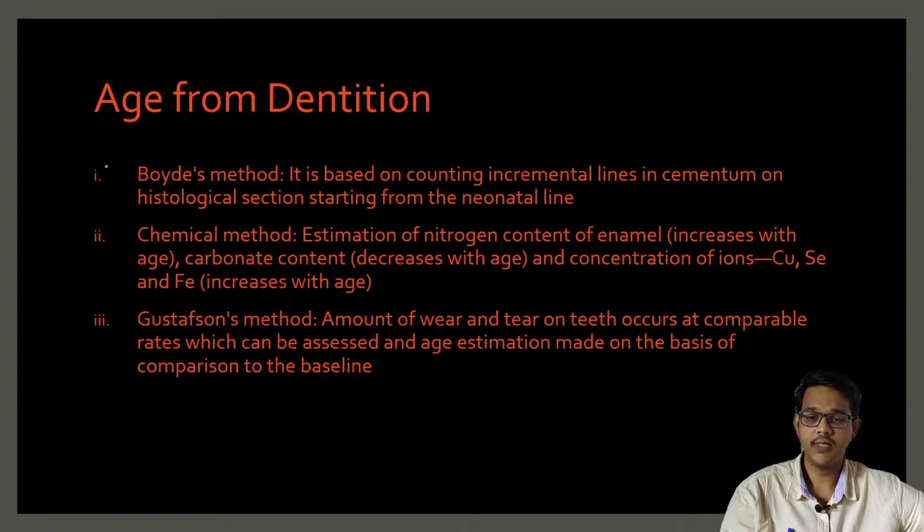Age from dentition can be determined from Boyd's method, chemical method, and Gustafson method. Boyd's method includes counting of incremental lines, which increase as age advances, starting from the neonatal line. Chemical method includes estimation of nitrogen, which increases with age, estimation of carbonate content, which decreases with age, and concentration of ions like copper, selenium, and iron, which increase with age. Gustafson method, which is the most important and reliable method, measures the wear and tear in the teeth, and based on that, age is estimated.